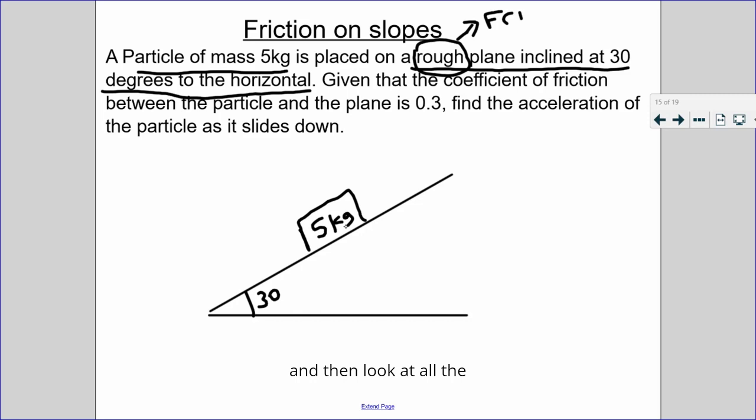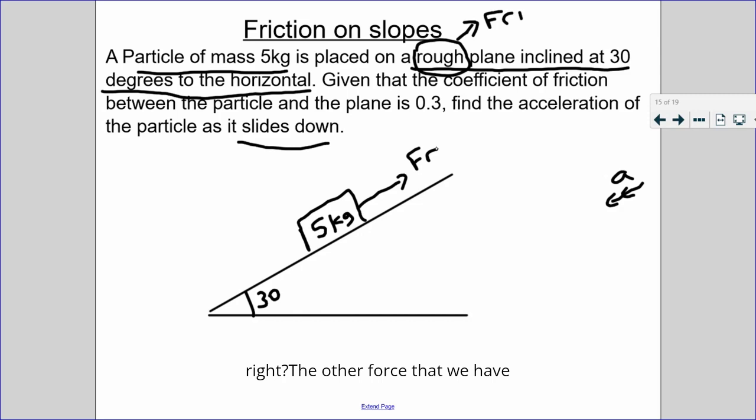And then look at all the forces that we have. Now, the particle will obviously slide down, right? Because it's natural for anything placed on a slope to slide down. So the particle will slide down. That means it will accelerate this way. Now, friction happens opposite the motion, so this will be your friction. The other forces are your normal reaction, which will be this way, and your weight.